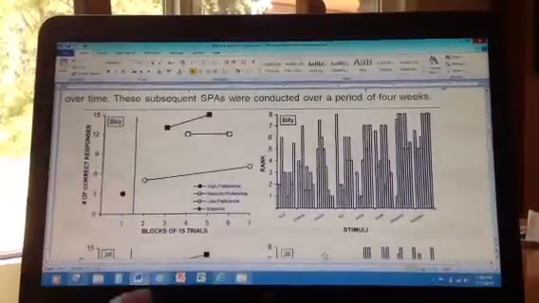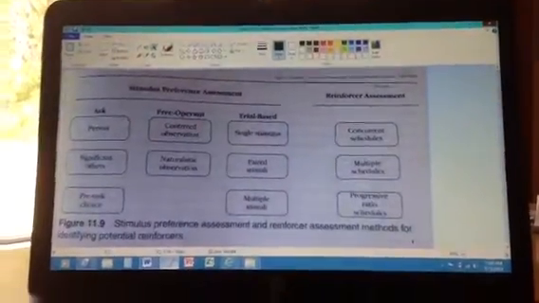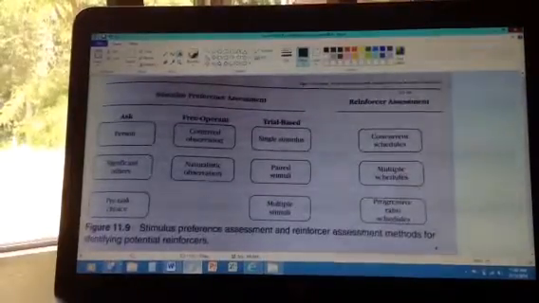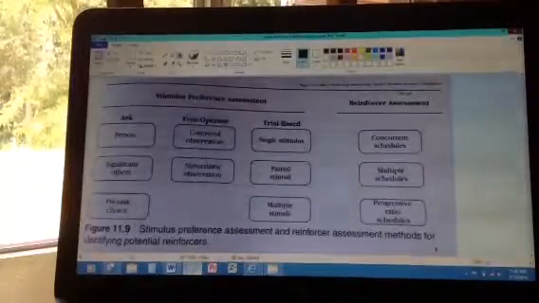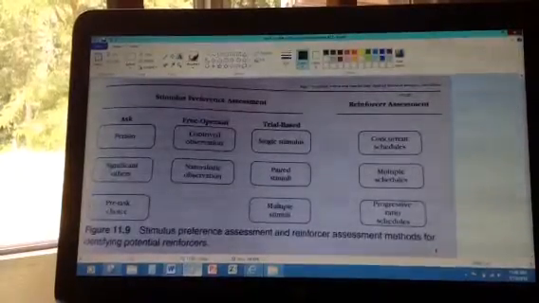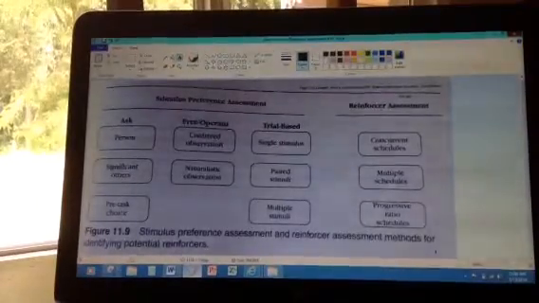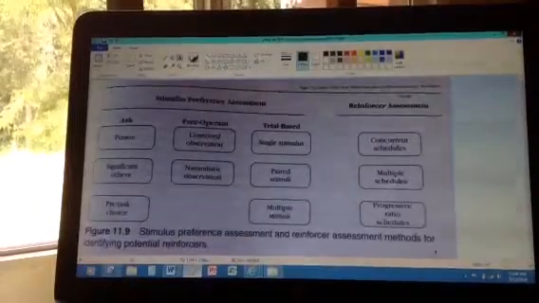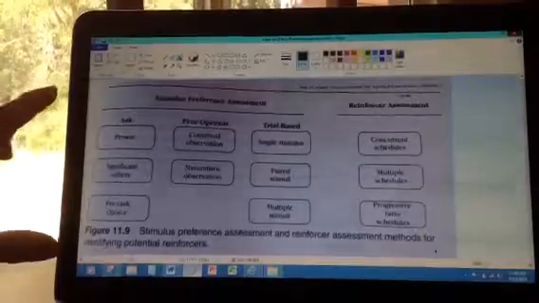Okay, so I'm going to switch over right quick to this chart. This chart is straight from the Cooper, Heron, and Heward text, Applied Behavior Analysis, 2nd edition. It's on page 275. The section in the text that relates to SPAs as well as reinforcer assessments is pages 274 through 283. I think this chart does a good job of giving kind of an overview.